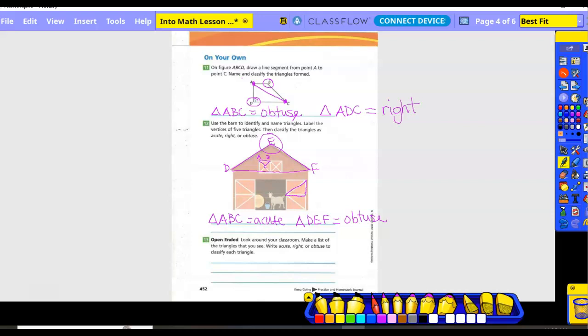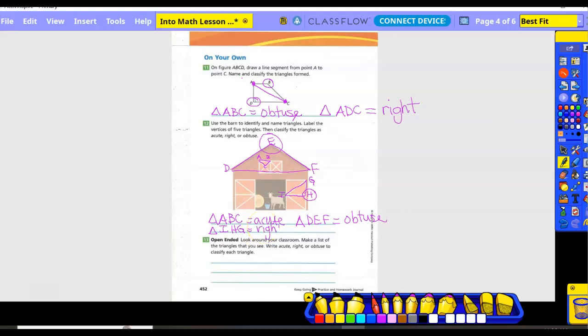And let's call that GHI. And what am I going to look at? What vertex? The H, right? So that has to be in the middle. So triangle IHG. Or could I have done GHI? Yeah, okay, just H had to be in the middle. What type of triangle is that?